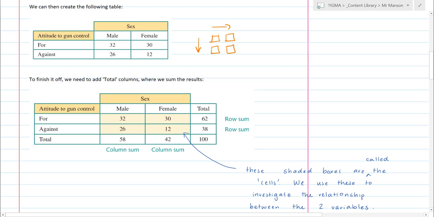The first one was what percentage of people are female and for gun control. And the second one was what percentage of females are for gun control. So I'll show you some examples of that as we move through this topic as well.